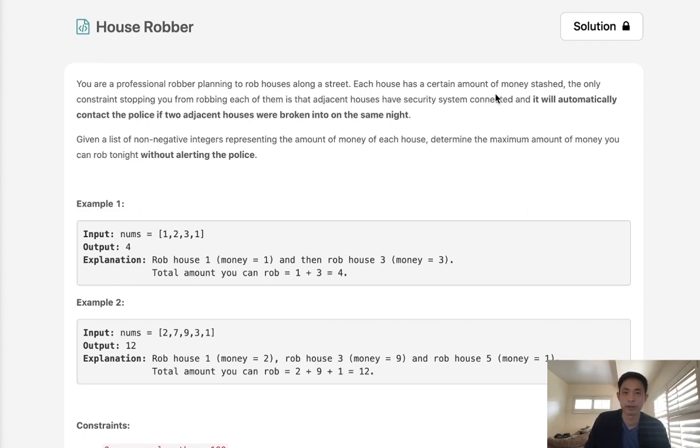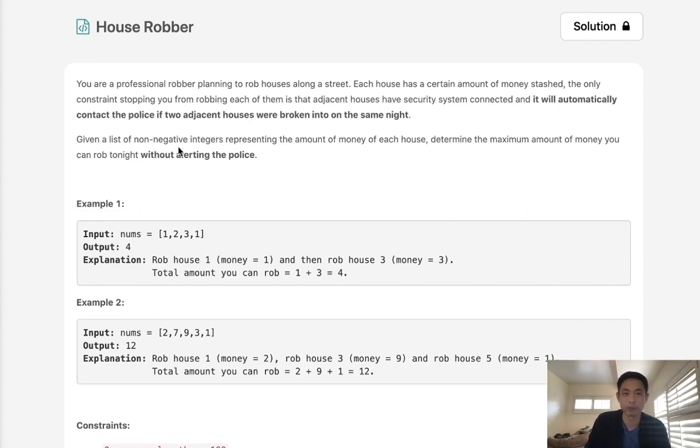Each house has a certain amount of money stashed, and the only constraint stopping you from robbing each of them is that adjacent houses have security systems connected and will automatically contact police if two adjacent houses are broken into on the same night. That's a very weird security system, but whatever.